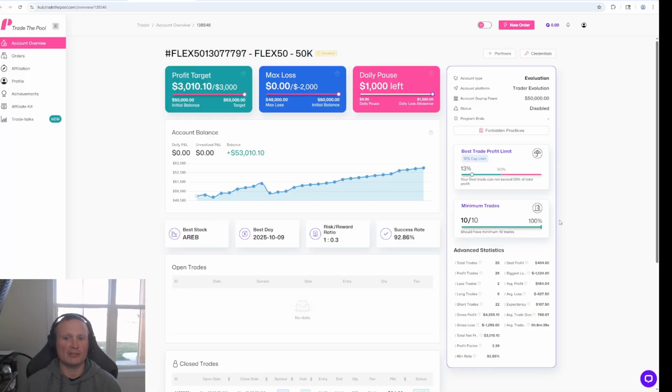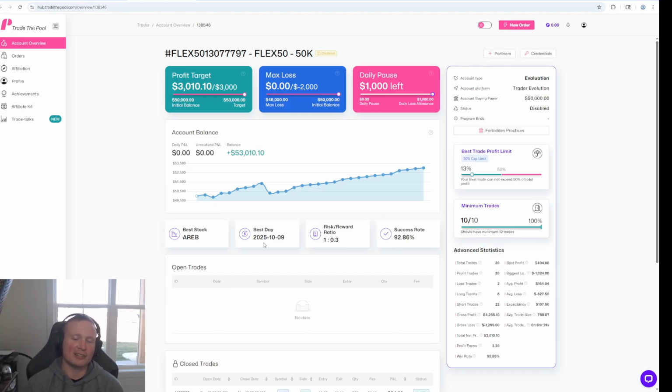Some other things that you have to do, you have to have at least 10 trades. And your best trade can't be more than 50% of your profit target. So in this case, you can't get past $1,500 on any one trade. You can see I wasn't even close at a 13% mark was my highest trade value on there. And that was on AREB on October 9th.